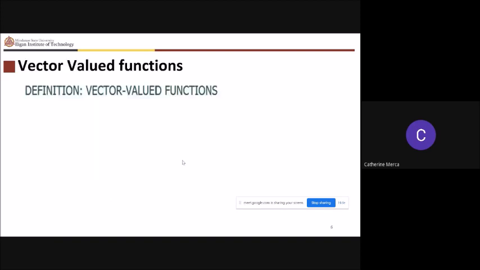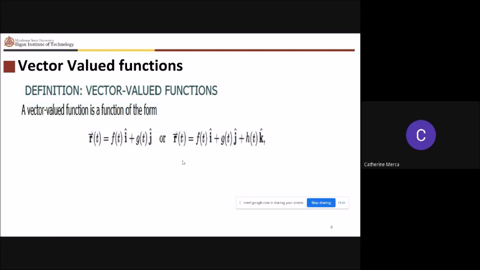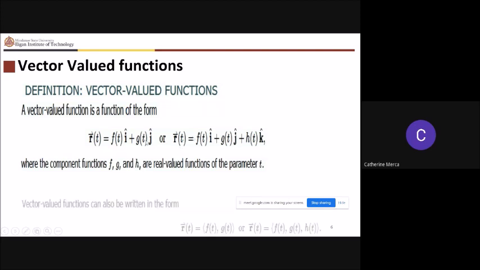So let's start our midterm topic with the definition of your vector valued function. It is supposed to be a function of this form. R of t equals f of t i plus g of t j, or if in case it's a 3D, then you have your f of t i plus g of t j plus h of t k. So this is a vector valued function such that the components here, f, g, and h, are real valued functions of this parameter t.